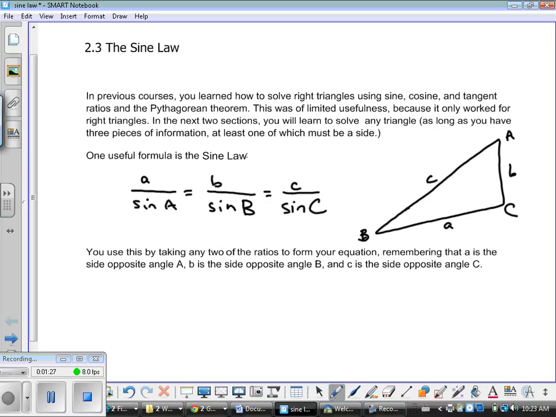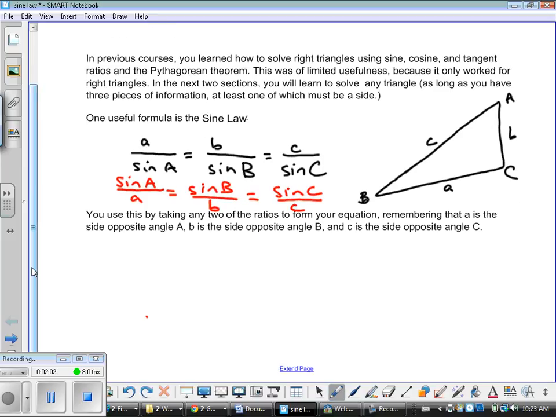When you use it, you can take any two of the ratios. You might set up an equation using A and B, or you might set up an equation using B and C, or A and C, this part equal to this part. Any two ratios. Another thing you can do is use it upside down too, which is useful if it's your angle that's your unknown. You can write whichever two ratios you choose to use like that as well. Same thing. And it's a pretty easy formula to derive.